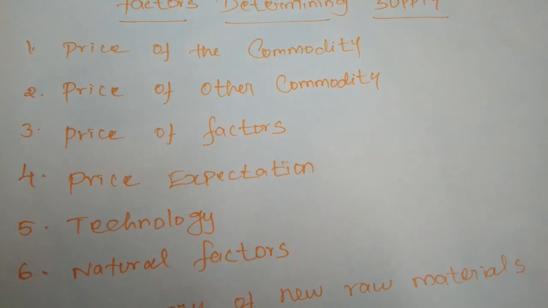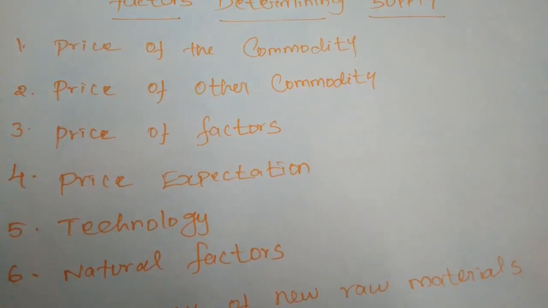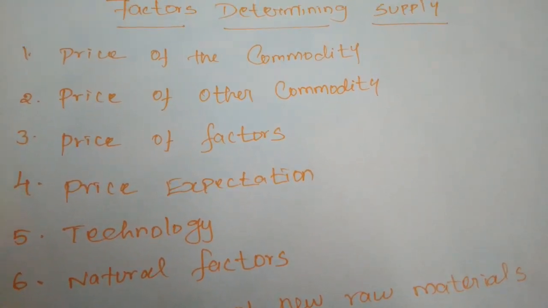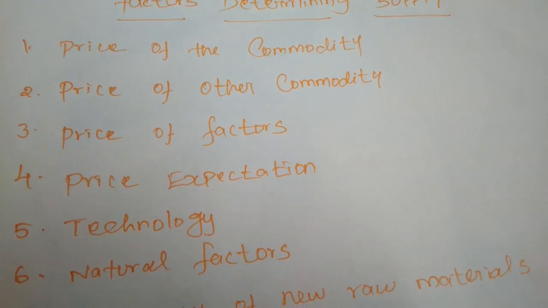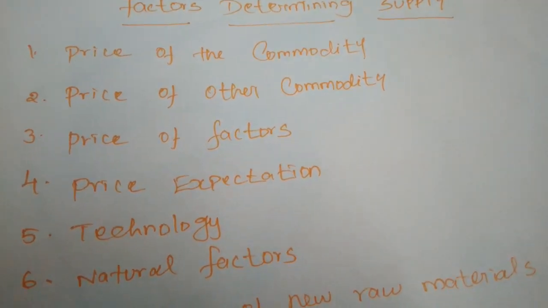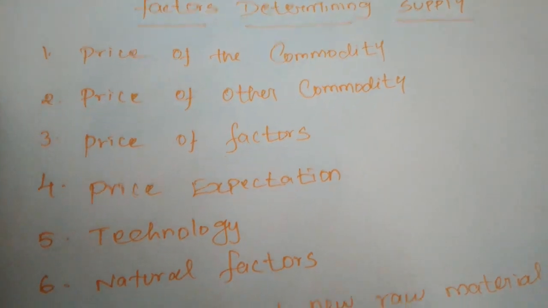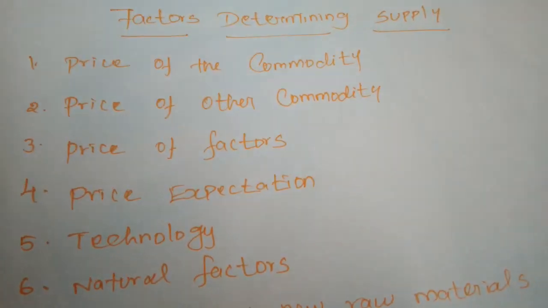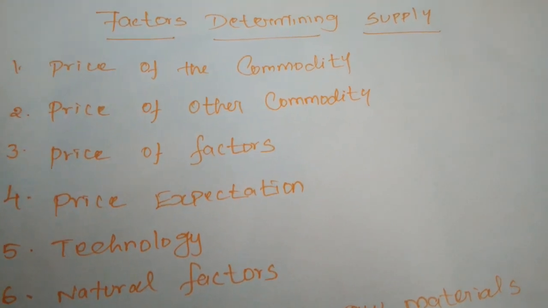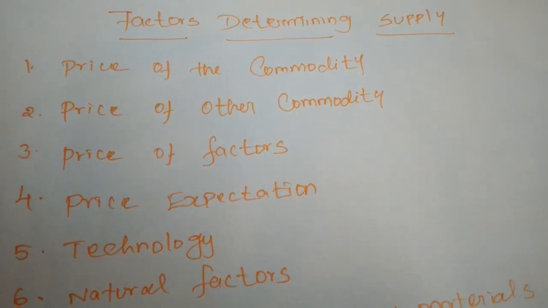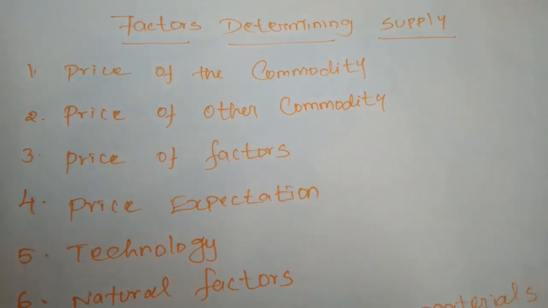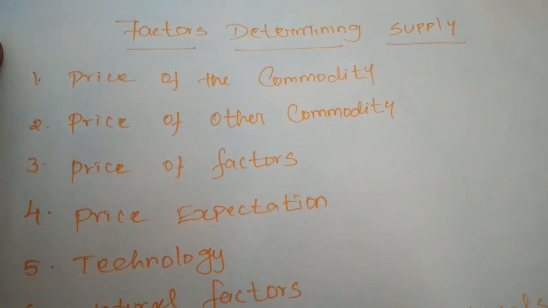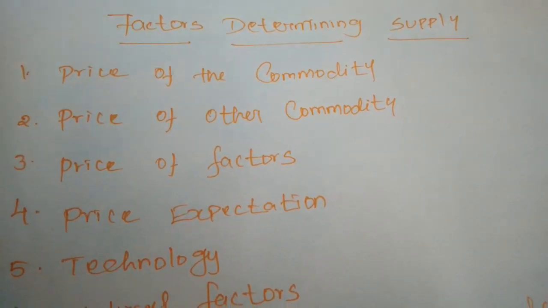Normally all producers and sellers expect the price of commodities to increase, so they always hope for higher prices. Whenever the price of the commodity increases, it determines the supply of the commodity. So the price of the commodity is one of the most important factors determining the supply of the commodity.